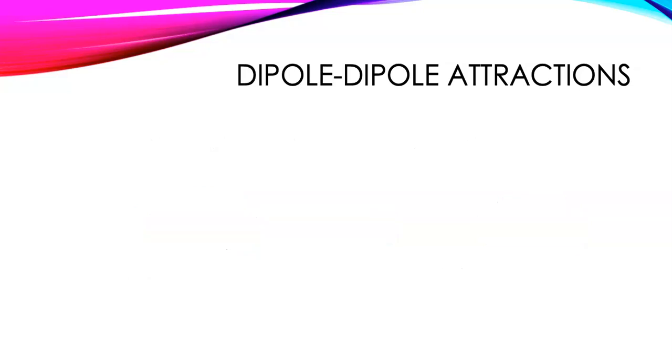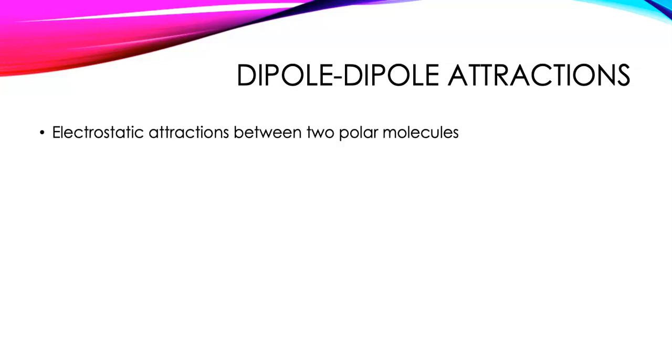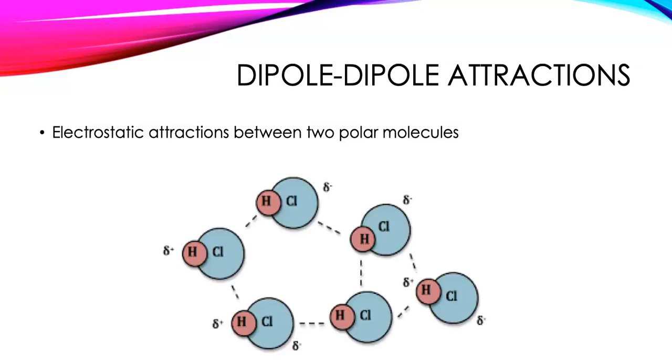Okay, so now let's go on and talk about dipole-dipole attractions. And as the name implies, you need to have polar molecules interacting here. All right, so they have to be molecules that are always polar. They always have a dipole moment. There's always a net separation of positive and negative charge. All right, and it is largely an electrostatic attraction.